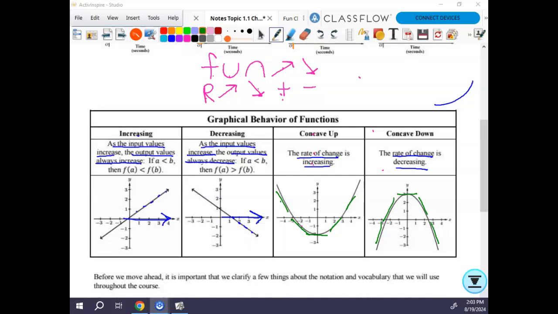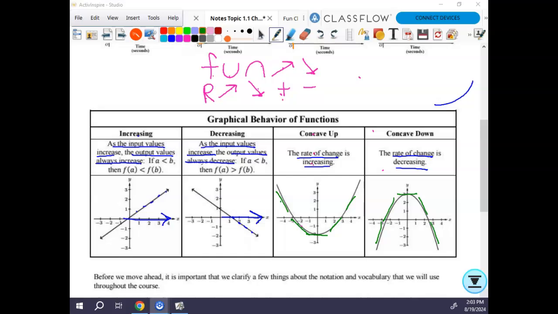So this is where we ended on Friday, talking about increasing, decreasing, concave up, concave down. I introduced you to the fun chart so we could compare our functions to our rates of change. We're going to use the fun chart a lot. I'll kind of re-explain it as we go through today.